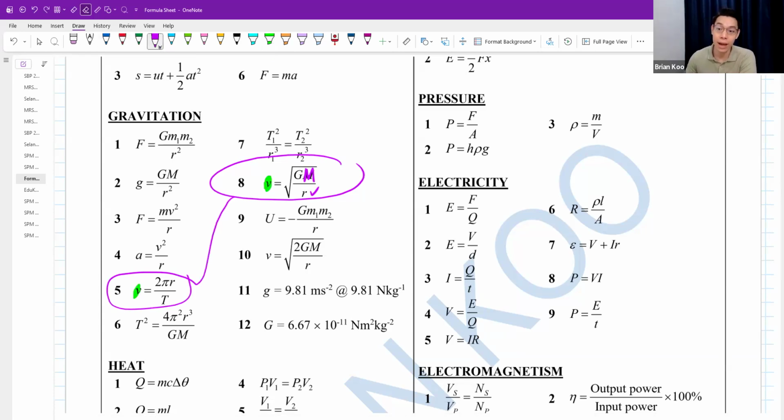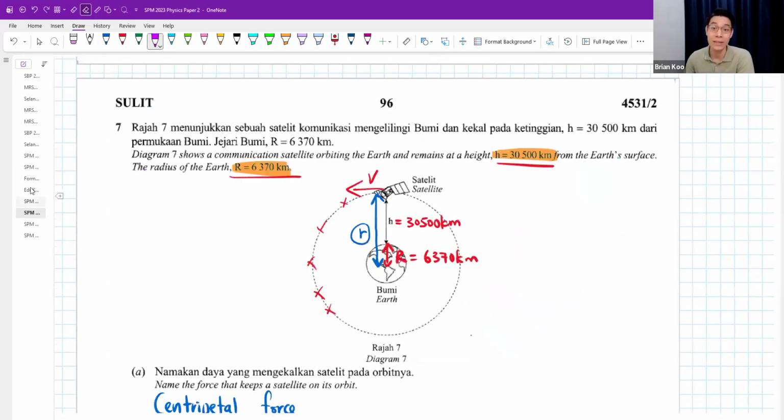Okay, right now you have the R, but in this SPM question, they didn't give you the T, but they mentioned something very important. This is quite key, but they mentioned communication satellite. If they mention communication satellite, it must be geostationary. I hope you know that in your syllabus, there's only one type of satellite that requires it to be geostationary. That is communication. You must know that. Everything else other than communication is non-geostationary.